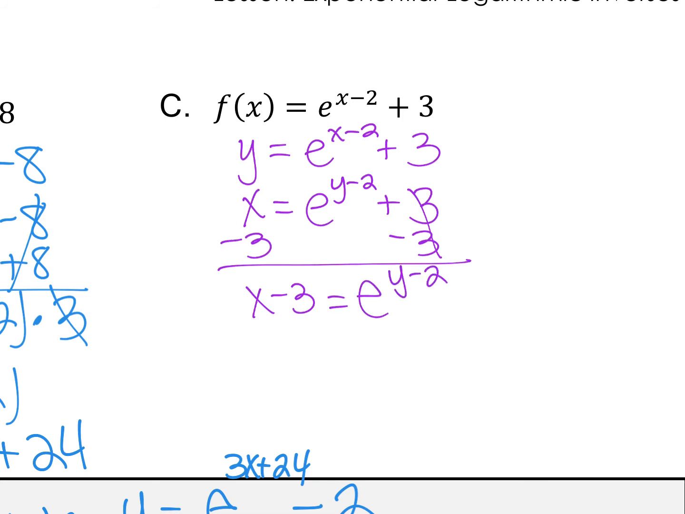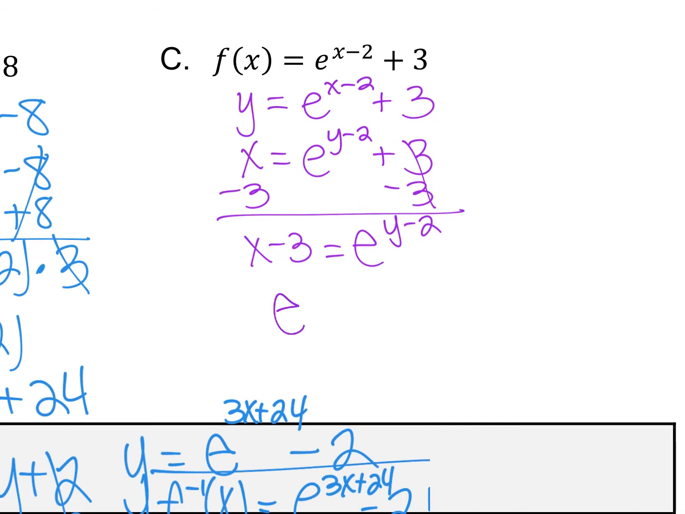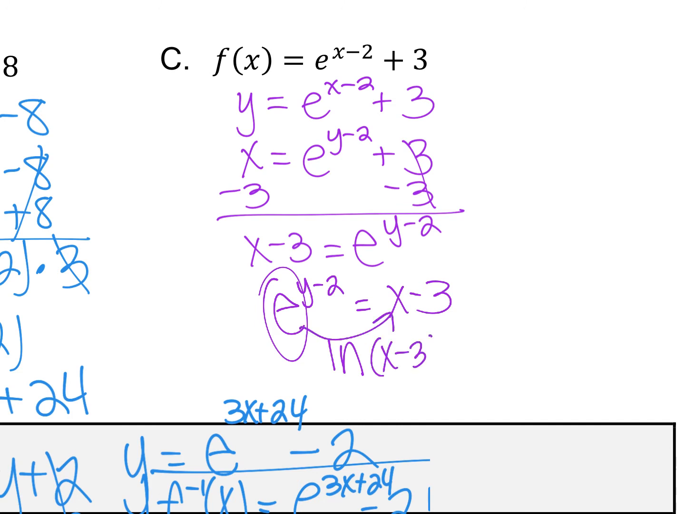Then I'm going to change it to log form. So again, if it helps you, you're always starting with your base. So I'm just going to rewrite it with the base on the left side, and I wrote the wrong number there. Okay, so start with your base. So since my base is e, I'm going to have a natural log, and I don't need to write the e for the base, of x minus 3 equals y minus 2.